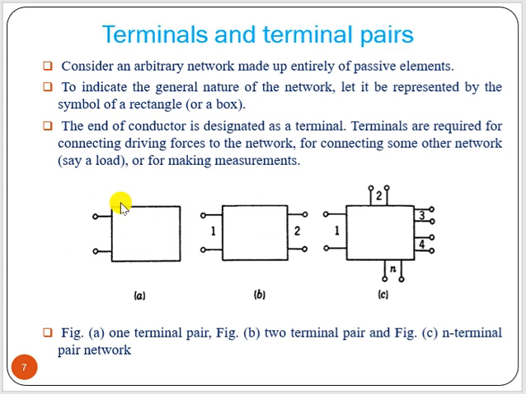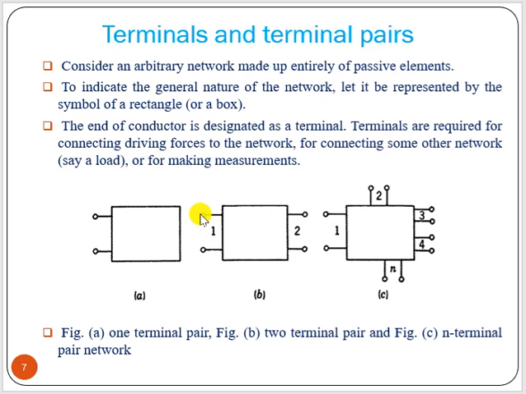Now this is called a two terminal network, or say one terminal pair. One terminal pair means it has only two terminals. Now you can say this is just a one port network. One port means we have two terminals, because we always require two terminals, since there must be a closed path for the circuit to be completed. Okay, so now we can have a two terminal pair, or say a two port network.